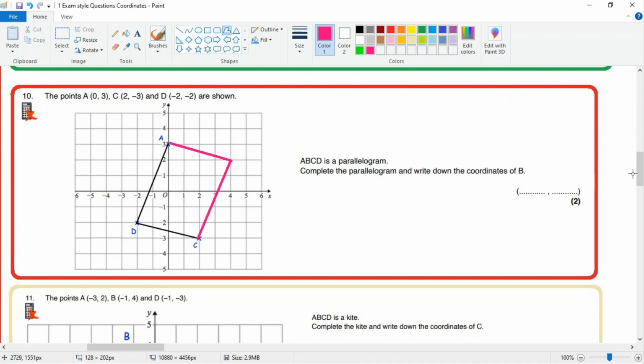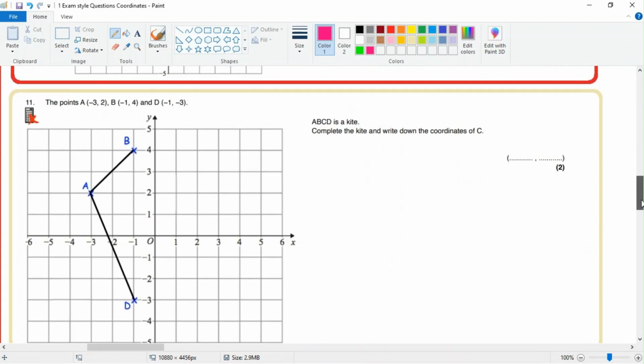Now moving on to the next, the coordinates of B. Coordinates of B is going to be 4 and 2. 4 and 2. Moving on to the next question.